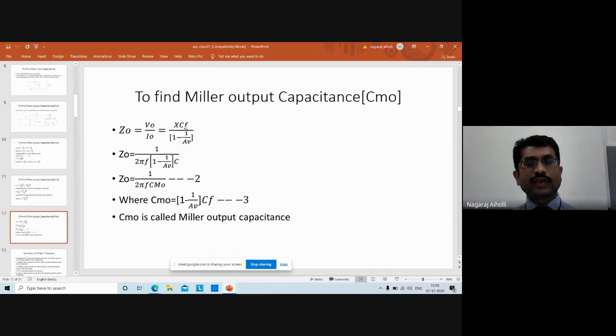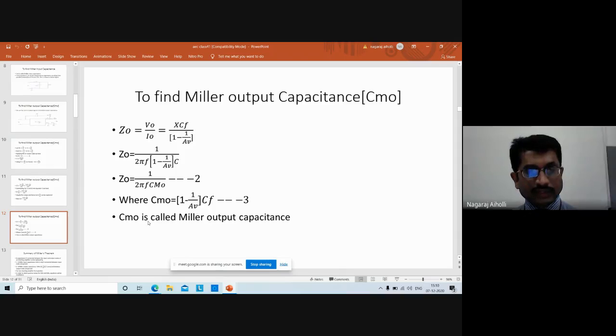What is XC? 1 upon omega C, that is 1 upon 2 pi f C. Substitute that. Z0 is equal to 1 upon 2 pi f into 1 minus 1 by AV. Z0 is equal to 1 upon 2 pi f into 1 minus 1 upon AV into C. Z0 is 1 upon 2 pi f Cm0. What is Cm0? It is 1 minus 1 upon AV into CF.